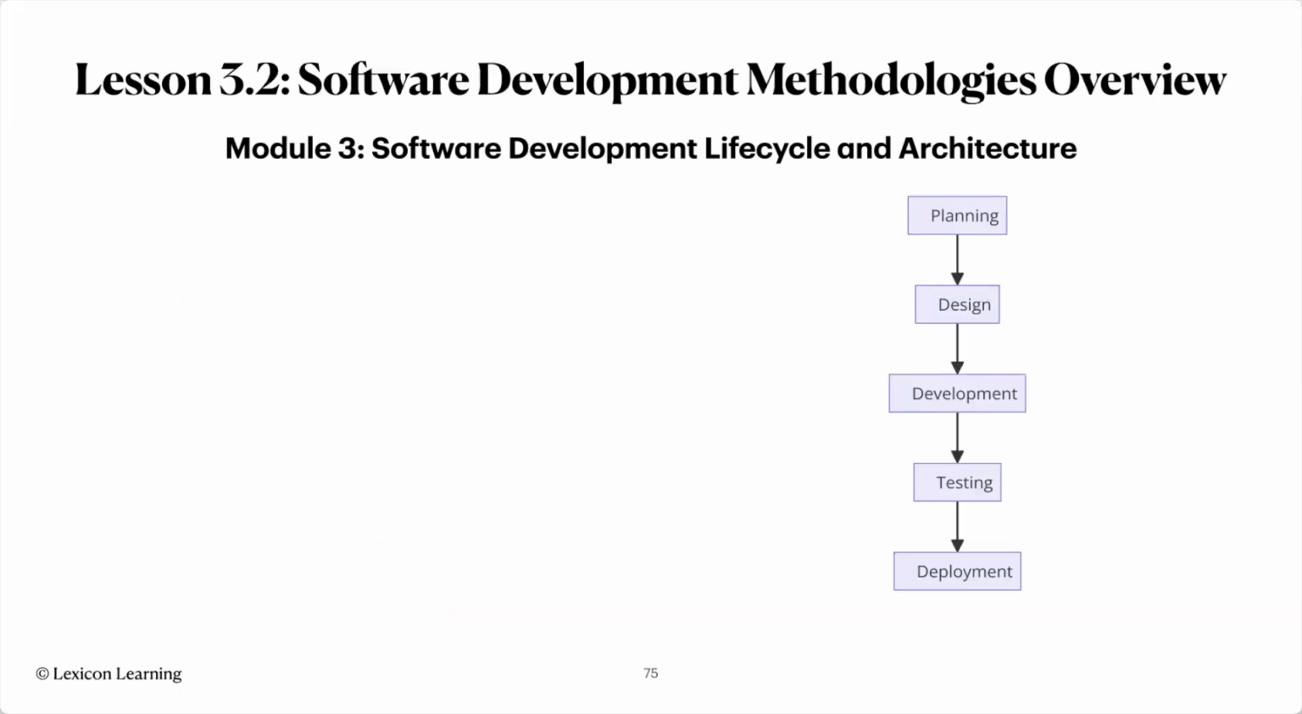Software development methodologies. There are waterfall methods and Agile method, DevOps approach, Lean and Kanban approach that we are discussing. Waterfall model is a linear sequential approach where each phase of software development lifecycle, planning, design, development, testing, and deployment, must be completed before the next phase starts.